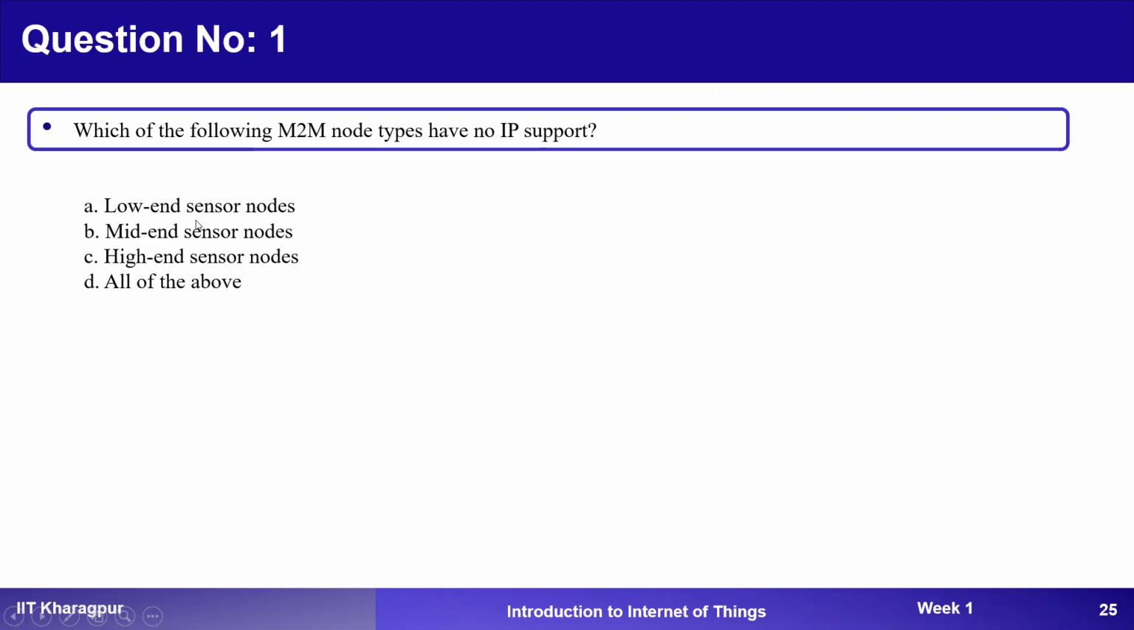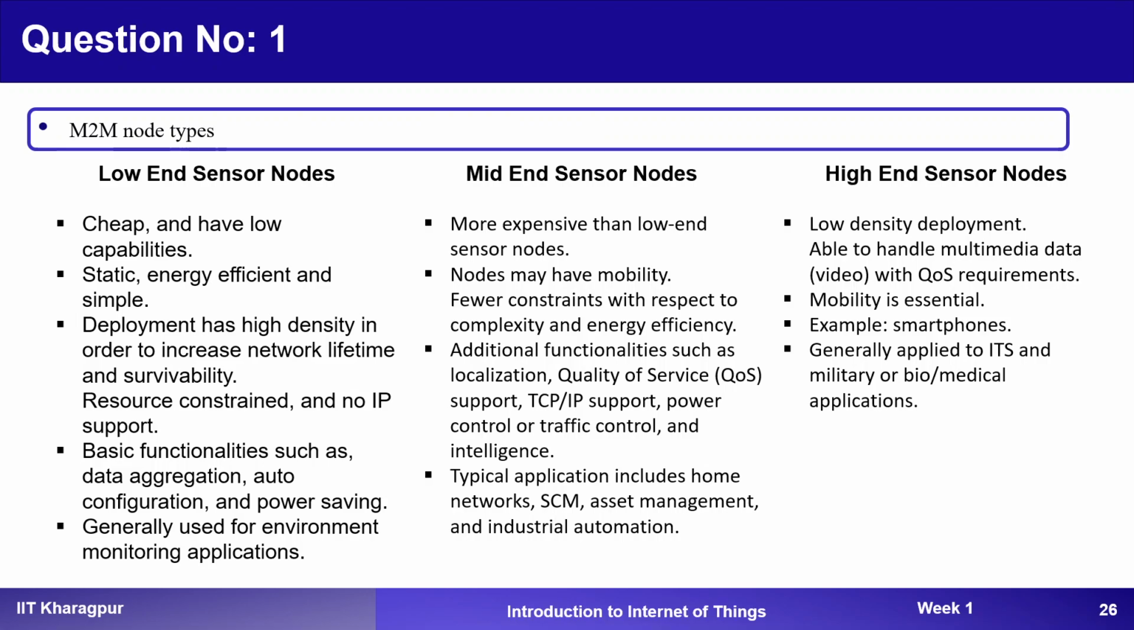First one is low end sensor node, second one is mid end sensor node, third one is high end sensor node, and fourth one is all of the above. Anyone? There are three types of machine to machine node types. First is the low end sensor node, second is the mid end sensor node, and third is the high end sensor node.